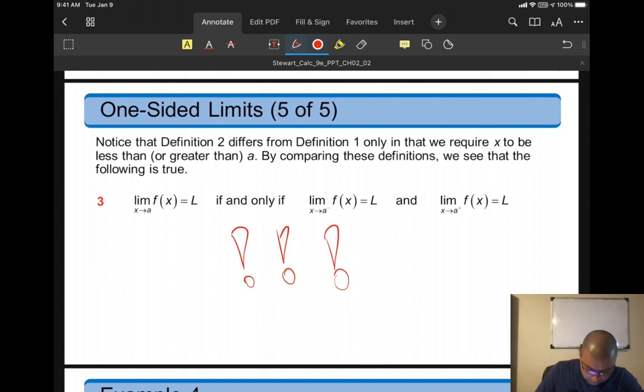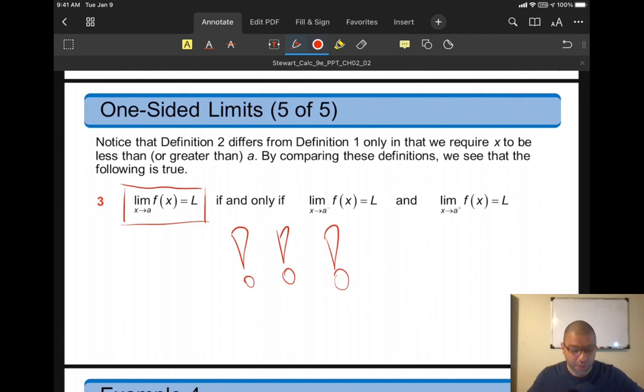That means to say that the limit of f of x as x approaches a equals L if and only if both limits, the left-hand limit and the right-hand limit, are L. They both have to exist and they have to be L. It's a very important idea.